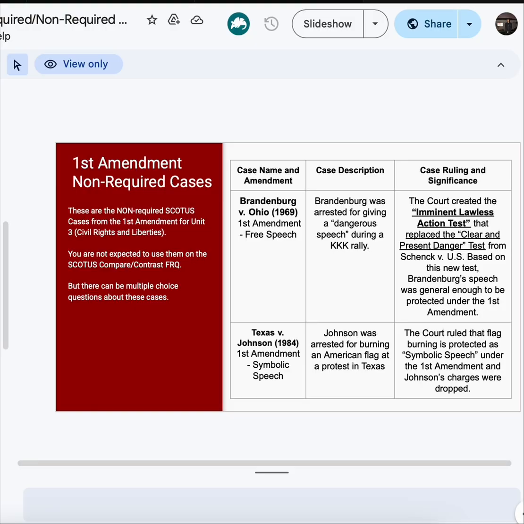The summary was that Johnson burned an American flag during a political protest. He was arrested under a Texas law that made flag desecration illegal, and the Supreme Court ruled that flag burning is a form of symbolic speech protected by the First Amendment. Even if it's offensive to many people, the court held that the government can't prohibit expression simply because society finds it disagreeable. So the holding is that flag burning is protected symbolic speech under the First Amendment. Government cannot ban expression just because it's offensive.